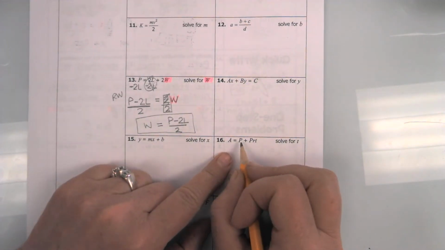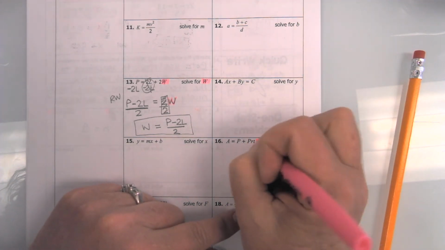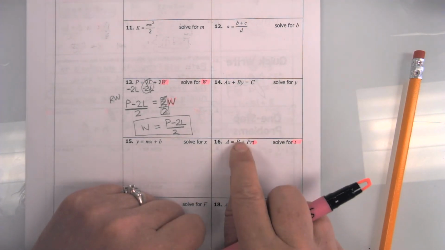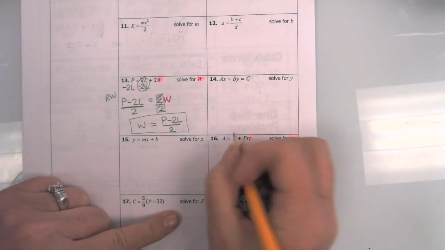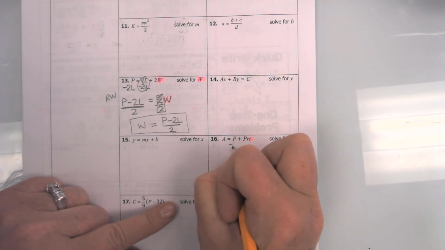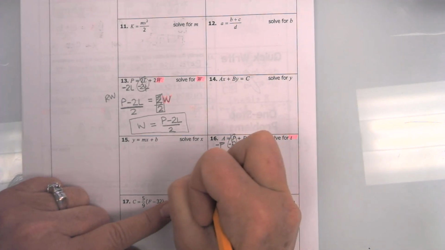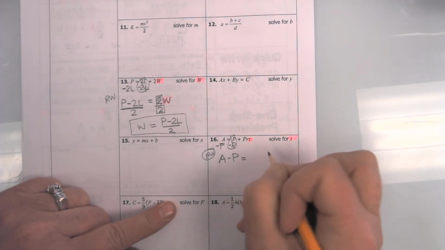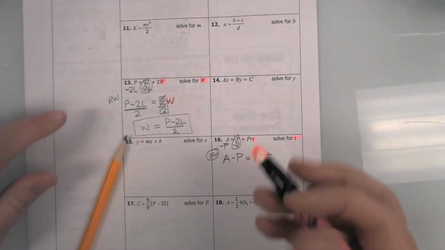And let's do number 16, because number 16 looks a little messy also. We are going to solve for T. So here's my T. I notice that T is being multiplied by P and R, and it's being added to P. So let's go ahead and move this P first. Since this is a positive P, I'm going to use a negative P to move it. Whatever I do to one side, I do to the other. And always rewrite, especially with all these variables, A minus P equals PRT.